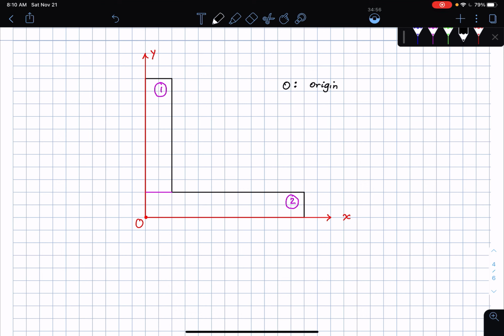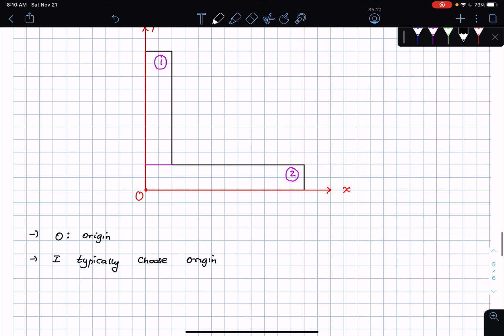I typically choose an origin, and I want to maybe write this down. Let me write this down here. So I choose an origin such that all the x and y locations of the centroids of the simple connected shapes will be positive.